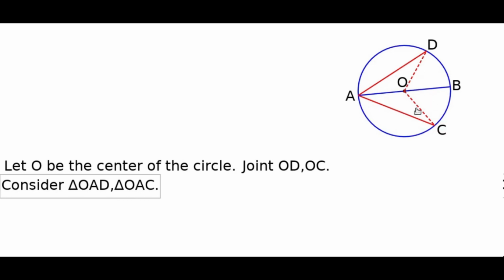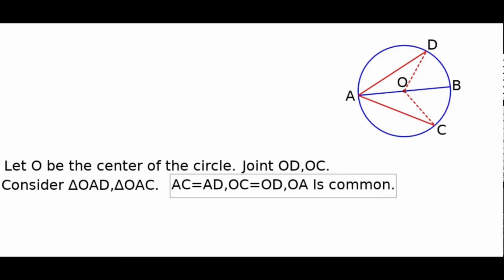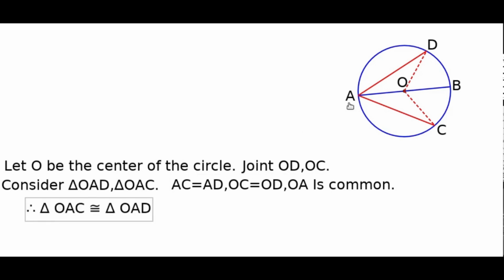OD is one radius, OC is a radius of the circle. OA is common for both of the triangles. In that way the triangles get their three sides equal. That means the triangles are congruent. It is the condition to tell the congruency of two triangles.